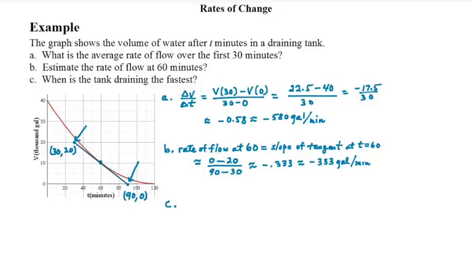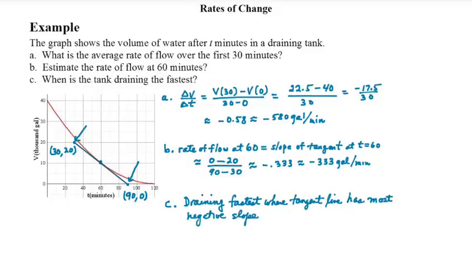And then for the last part of the question, we want to know, when is the tank draining the fastest? Well, that's going to occur when the tangent line to the graph has the most negative slope. And this occurs at t equals 0.